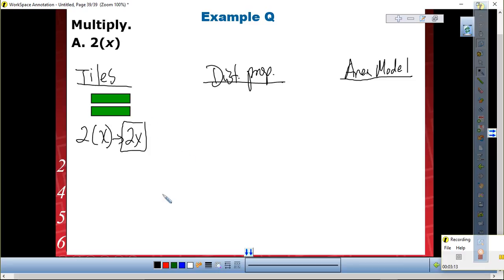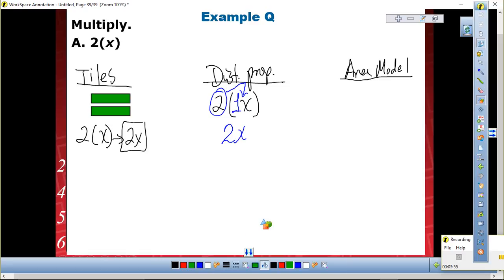Now let's do distributive property. We got 2 times x. Okay? So now, when we distribute, I'm going to distribute the 2 inside of the parentheses to each term. How many terms do you see in here? Only 1. What would be the coefficient here? 1. So therefore, what is 2 times 1? 2, and you bring down the x. That's using distributive property.